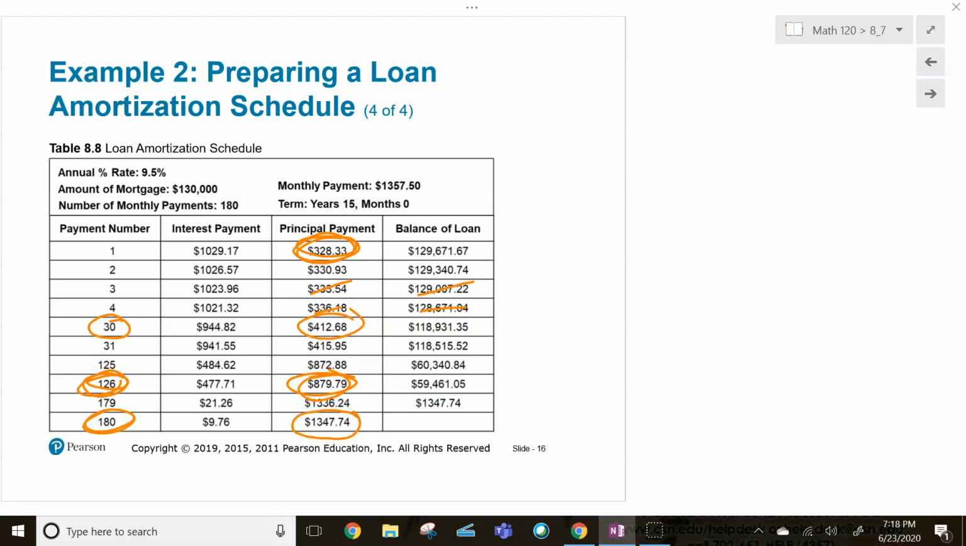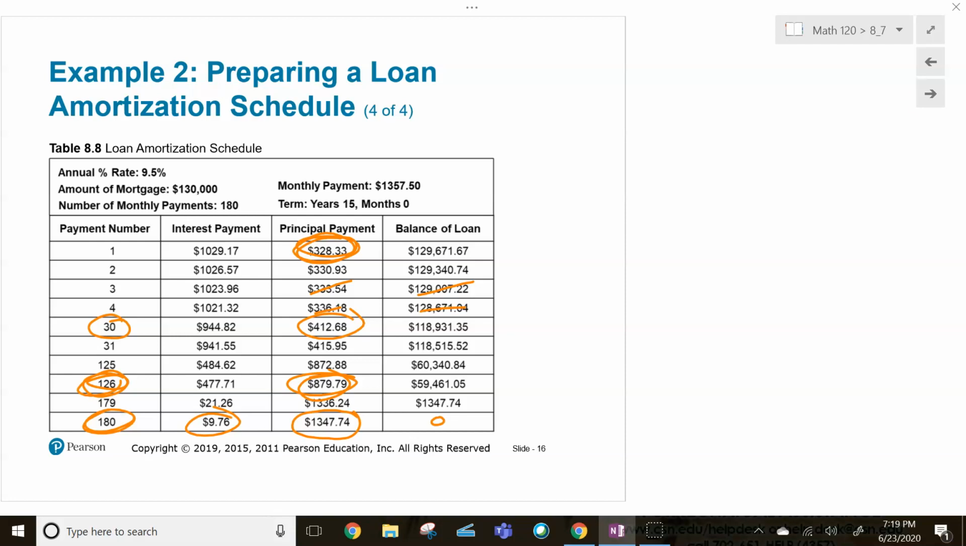nearly all of that 1357.5 goes towards the principal. The bank's only getting $9.76, and your balance on the loan is now zero because you don't owe the bank anything. You own your home outright at that point.